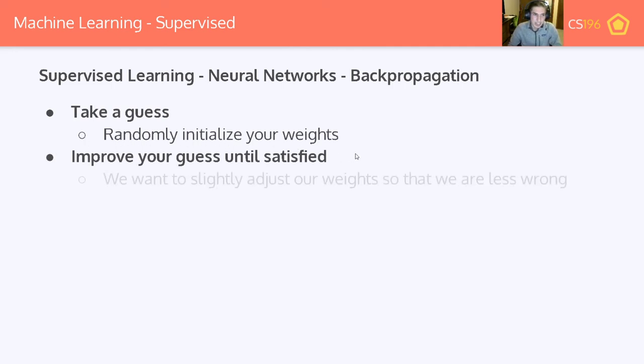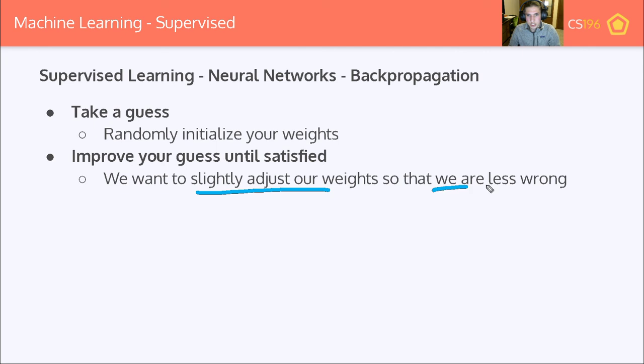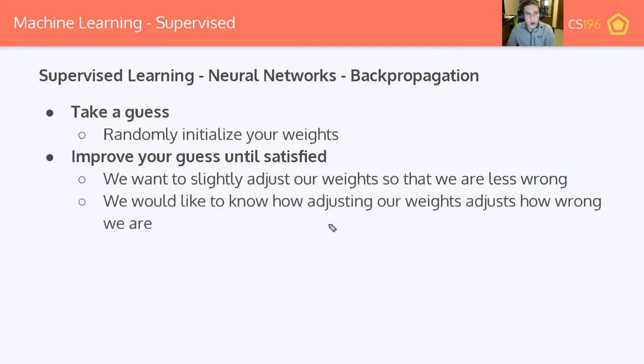We'll then improve our guess. And so, what does improving mean, right? We can't just take another random guess and see if it's better or worse and go with that one. Hopefully it's clear to you that it's not very efficient. Instead, we want to slightly adjust our weights so that we're a little less wrong. And so what we want to know is, how does changing our weights change how wrong we are?